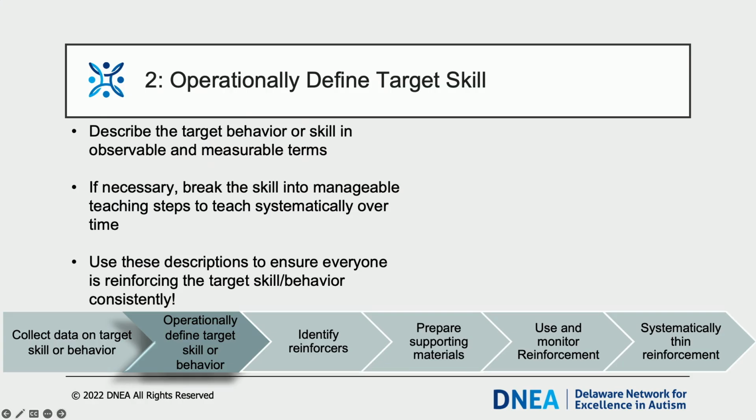Step 2 is operationally defining the target skill. Based on the data collected, establish SMART goals and performance criteria towards meeting the goals. Make sure your goals describe a specific behavior or skill. Make sure your goals also describe the context or when the student is expected to engage in the behavior. Your goals should also describe how the team will know when the skill or behavior is mastered. You also want to ensure that your goals are attainable based on your baseline data.